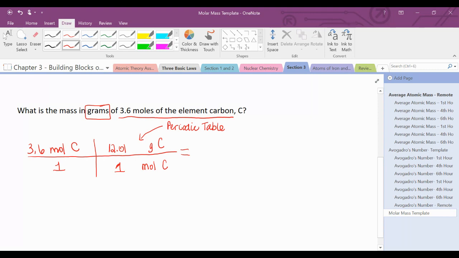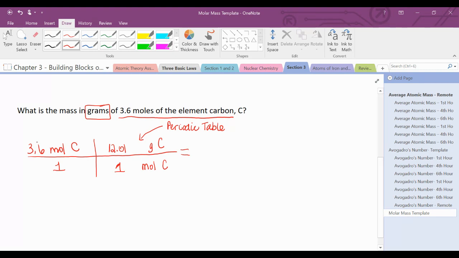All right, so since everything on the bottom here is a 1, we're going to multiply the numbers on the top together. And then I'm going to record an answer that has been rounded to correct significant figures.